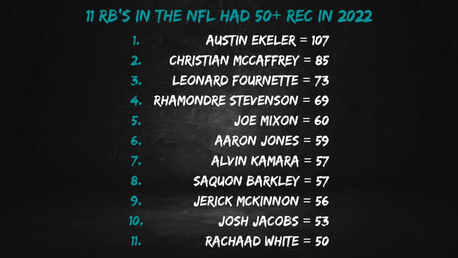Looking at the next bit of information, there were 11 running backs in the NFL last year who had 50 plus receptions. Number 1, Austin Ekeler at 107, which is probably why he was the clear-cut number 1 running back in fantasy last year, followed by Christian McCaffrey at 85. Maybe a surprise here, Leonard Fournette with 73. As of recording of this video, he is still a free agent. Rhamondre Stevenson at 69 could be a sleeper running back this season. Joe Mixon at 60, Aaron Jones at 59, Alvin Kamara at 57, Saquon Barkley at 57, Jerick McKinnon at 56, who could be another sleeper that is going very, very late in the drafts, and Josh Jacobs at 53.